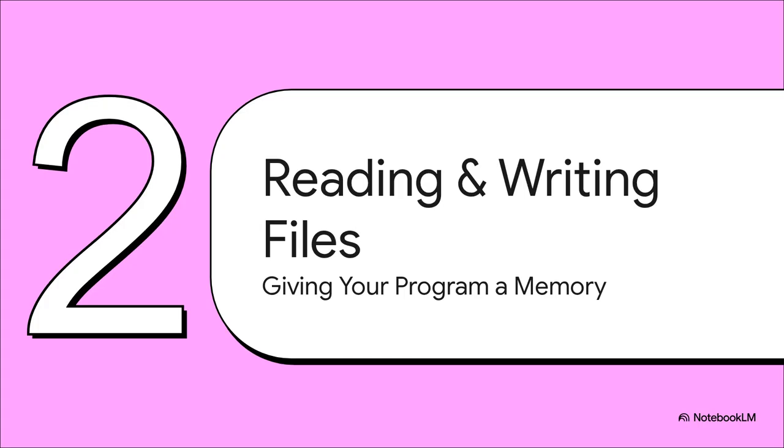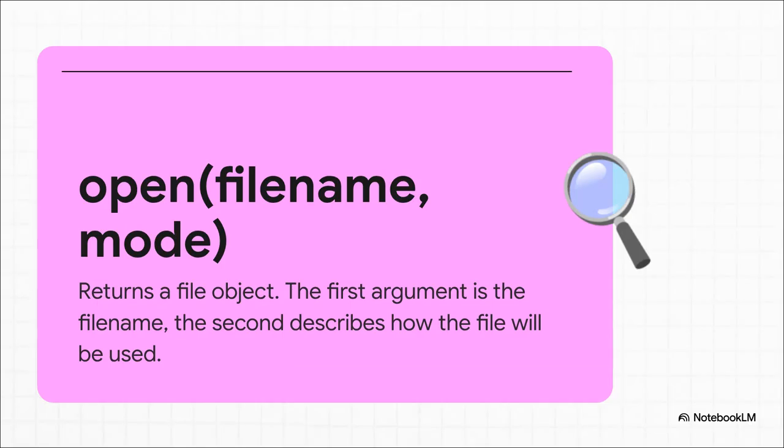Okay, so our program can communicate clearly now. That's great. But what happens when it shuts down? All that information, poof, it's gone. So the next logical step is to give our program a memory. And we do that by learning how to read from and write to files. The gateway to all of this is the built-in open function. It's wonderfully simple. You give it a file name, and you give it a mode, which basically just tells Python what you plan on doing with that file.